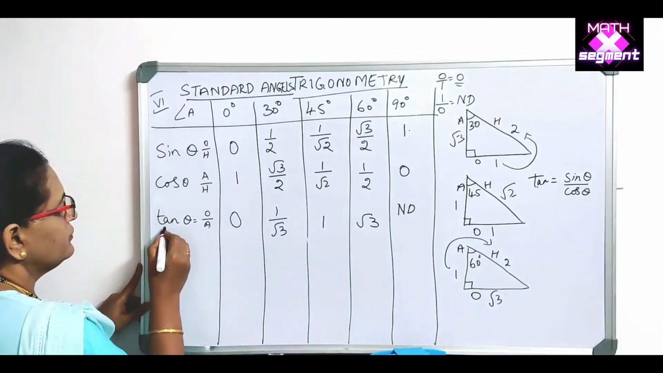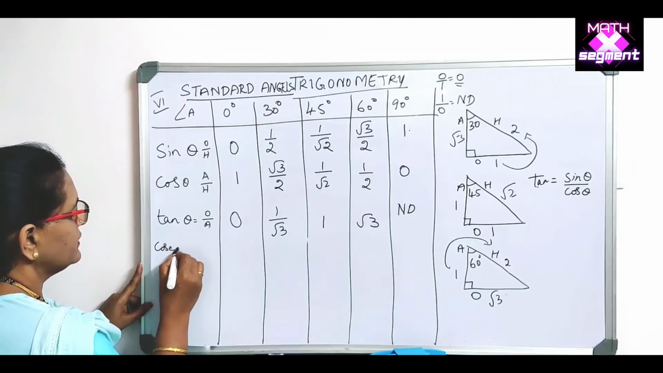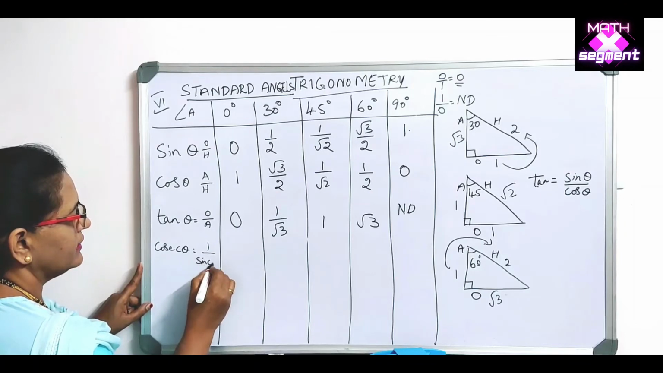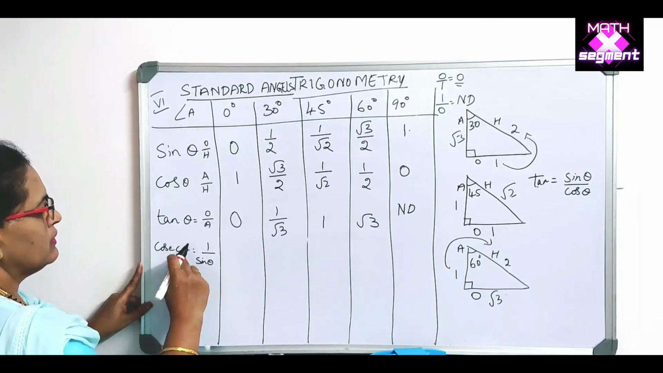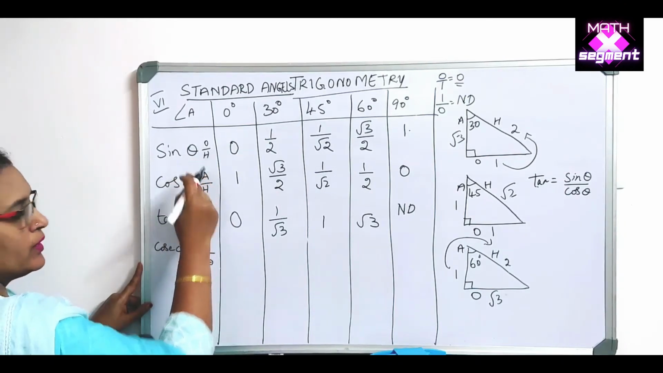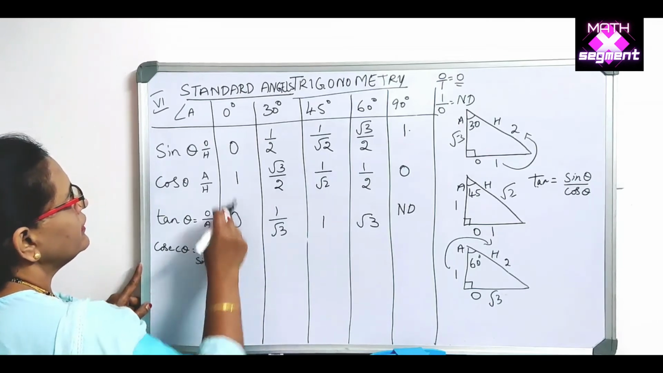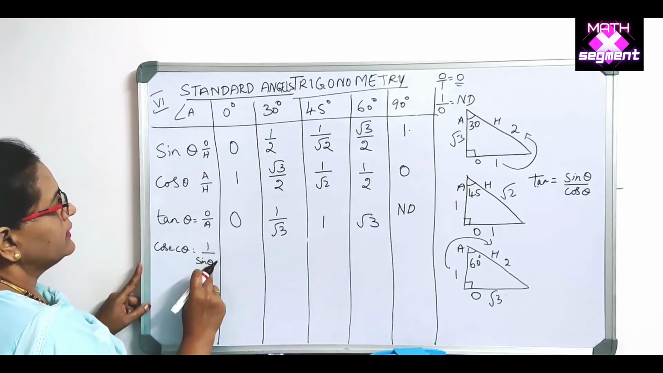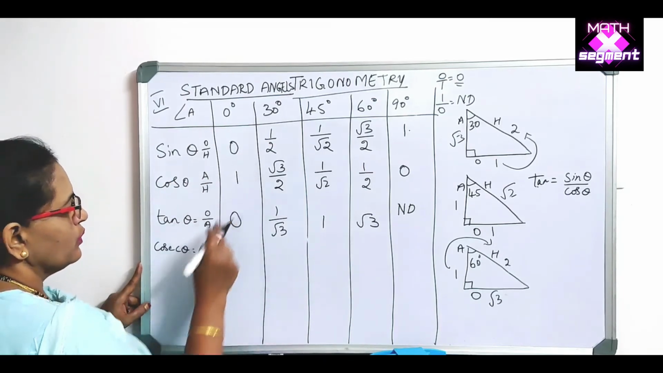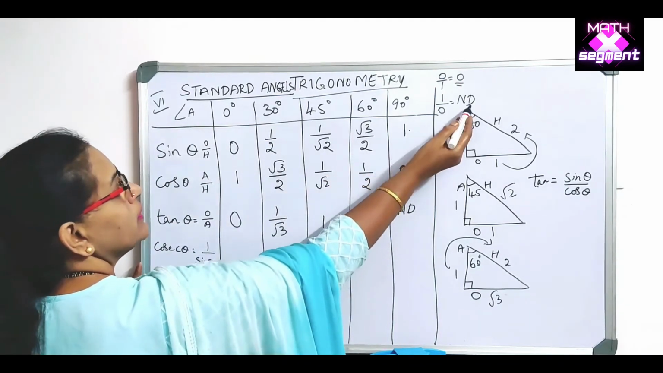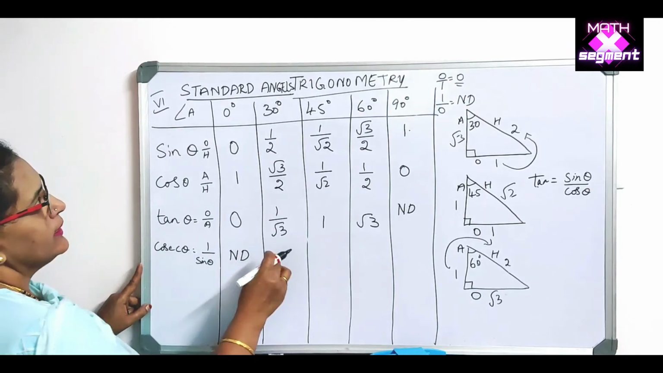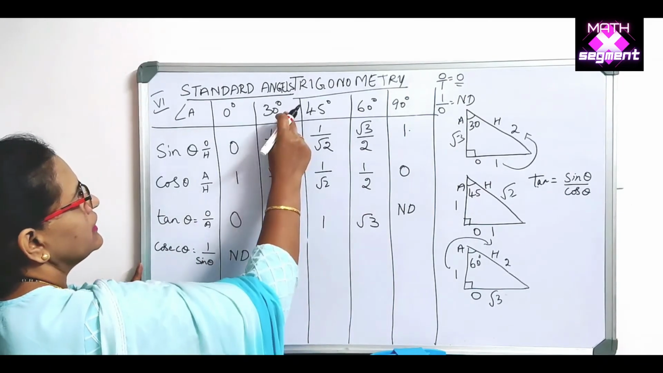Okay, and the next after tan theta comes cosecant theta. Cosecant theta is what? 1 divided by sine theta, or inverse of sine. So for finding out the 0 degree, 1 divided by sine theta. 1 divided by sine theta is what? 0. So 1 divided by 0 is what? Not defined.